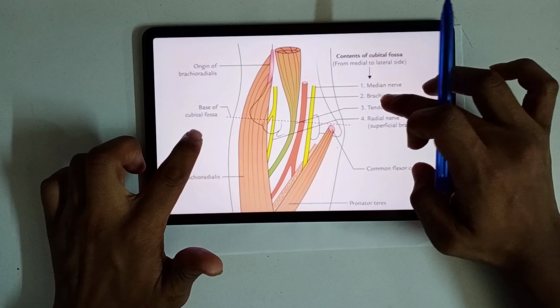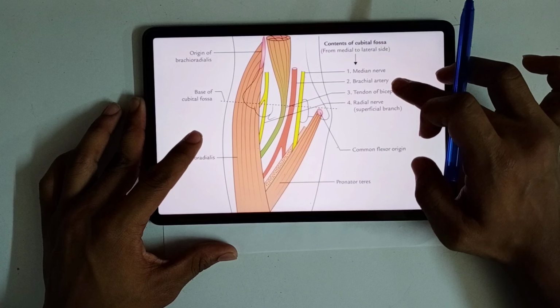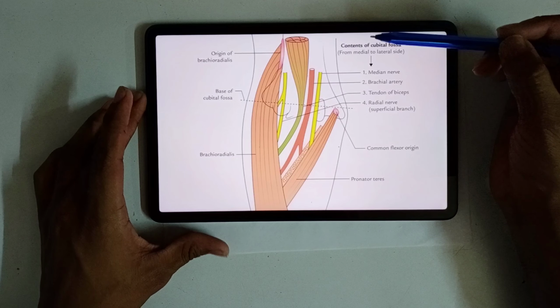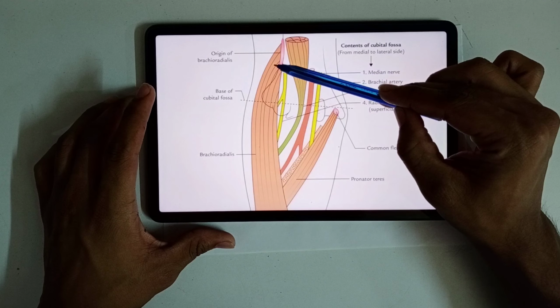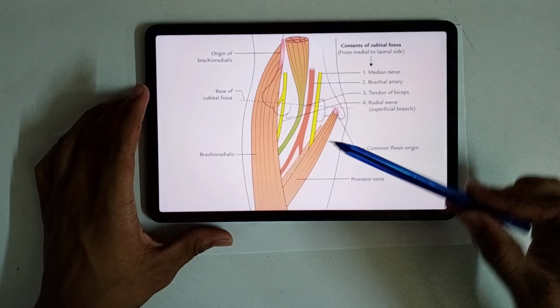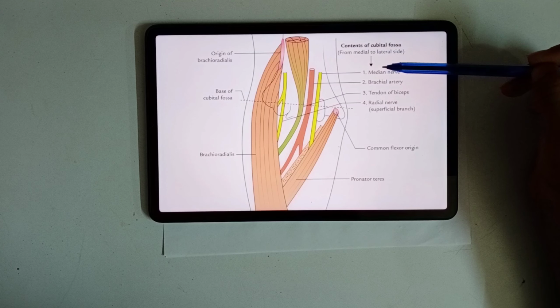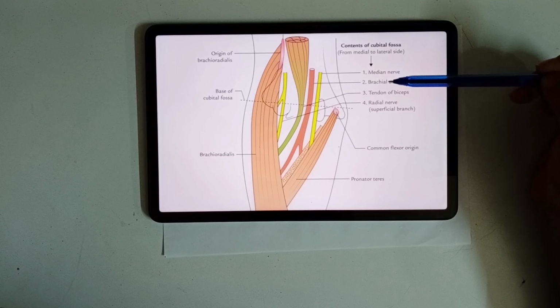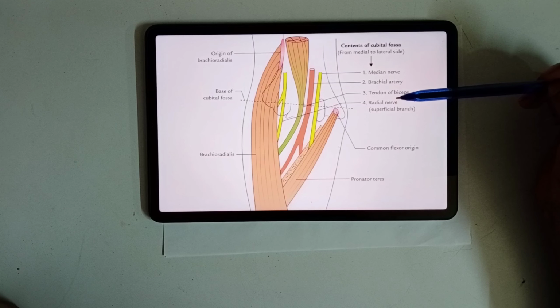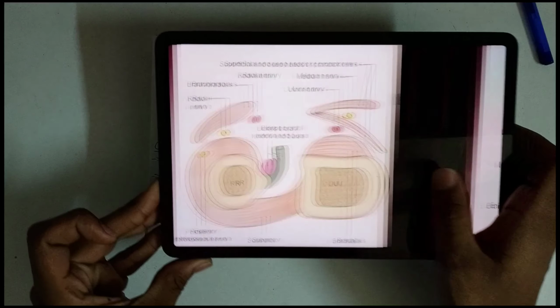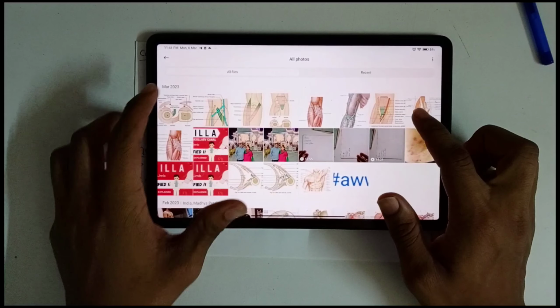This is from Vishram Singh. So from this image we can fully revise our cubital fossa. This is brachioradialis, this is pronator teres. Contents would be MBBR: median nerve, brachial artery, tendon of biceps, and radial nerve. MBBR. Further to MBBR, we have this diagram.